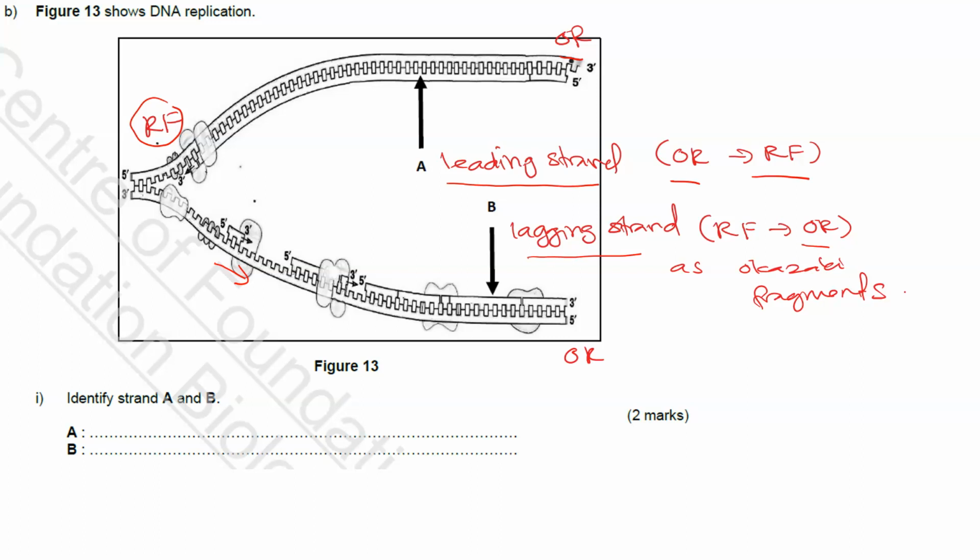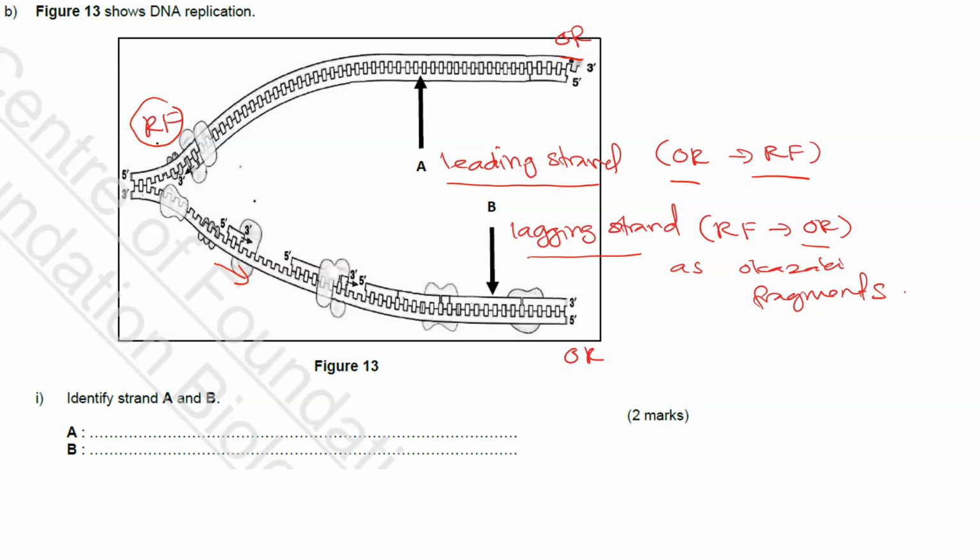Or you can also write it as, the lagging strand, or the Okazaki strand, is synthesized away from the replication fork. That is how you describe the synthesis of the lagging strand. And another feature of the leading strand, you have to know all these features. The question may ask you the features.